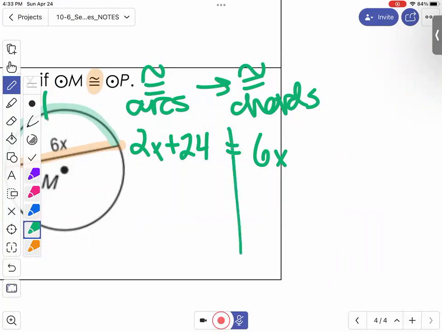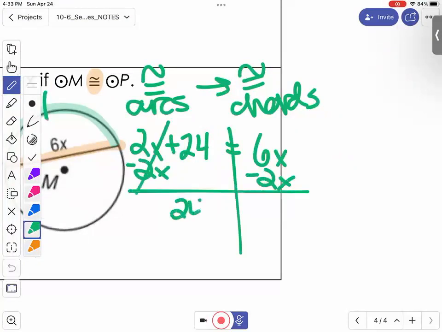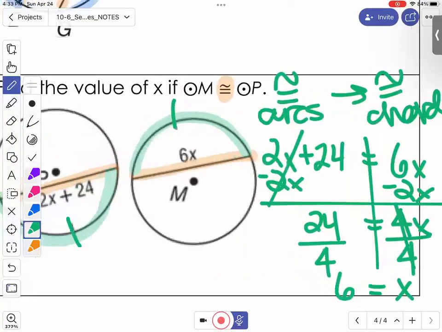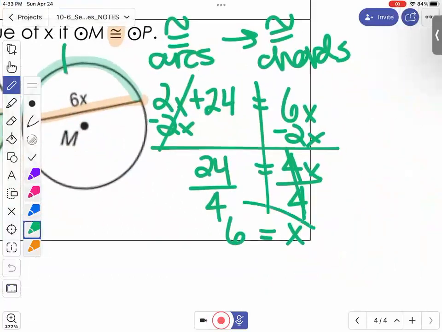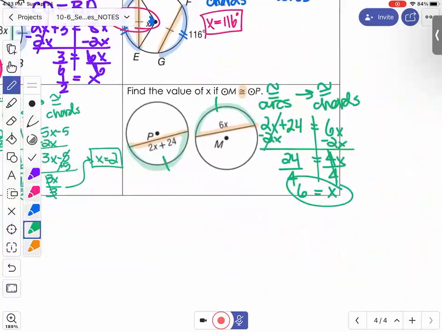So let's solve this one. I'm going to start by subtracting my 2x to both sides. So my 24 has to equal 4x. Divide both sides by your 4. And my x is equal to 6. And that, I believe, is all it said. Find x. So yes, it is done.